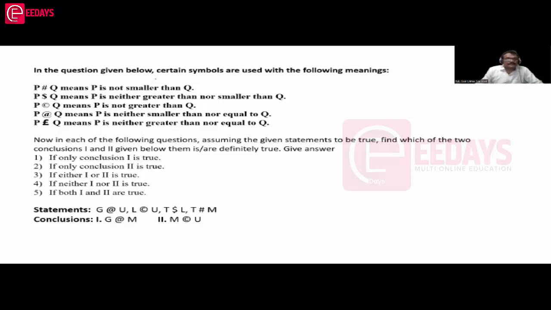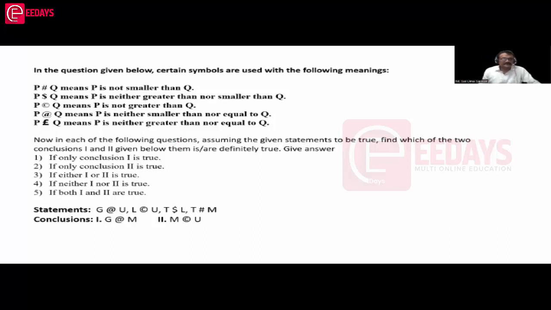In the question given below, certain symbols are used with the following meanings. A hash B means A is not smaller than B. P dollar Q means P is neither greater than nor smaller than Q. P copyright Q means P is not greater than Q. P at the rate Q means P is neither smaller than nor equal to Q. And P pound Q means P is neither greater than nor equal to Q. This is the data.